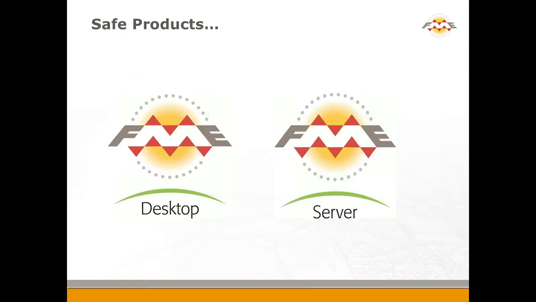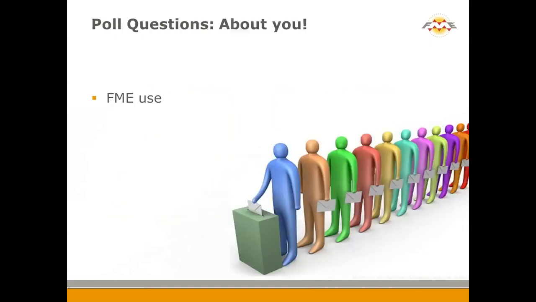We have two primary products here at Safe Software: FME Desktop, which is where you build the workflows that dictate how those translations are going to behave, and then FME Server, which sits on top of the desktop tools and allows a broader audience of users to do those spatial transformations. We're going to be focusing on desktop in this webinar, but Dean will introduce FME Server slightly.